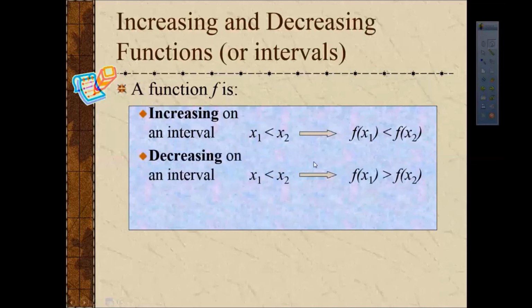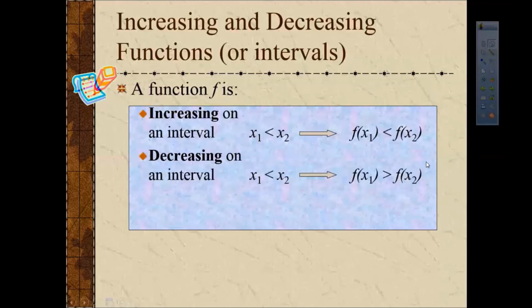Decreasing on an interval, well, now for x1 less than x2, f of x1 will be greater than f of x2. That is, for a smaller x, we'll actually get a larger function value. And as the x values get larger, our function values will get smaller. That's the idea of decreasing. We'll see that some functions are always increasing, some functions are always decreasing. Other functions have certain intervals where they're increasing and other intervals where they're decreasing.